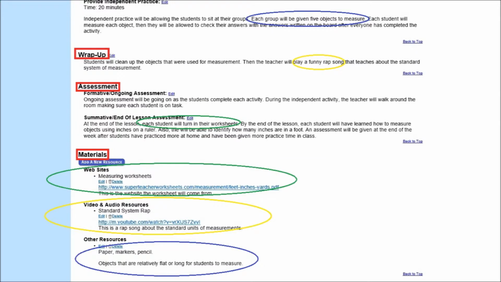After all students have completed the activity, students will clean up the objects that were used for measurement. Then the teacher will play a funny rap song that teaches the standard system of measurement.